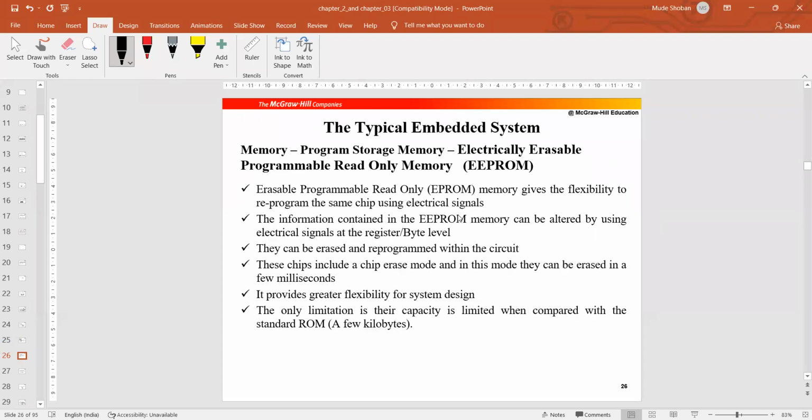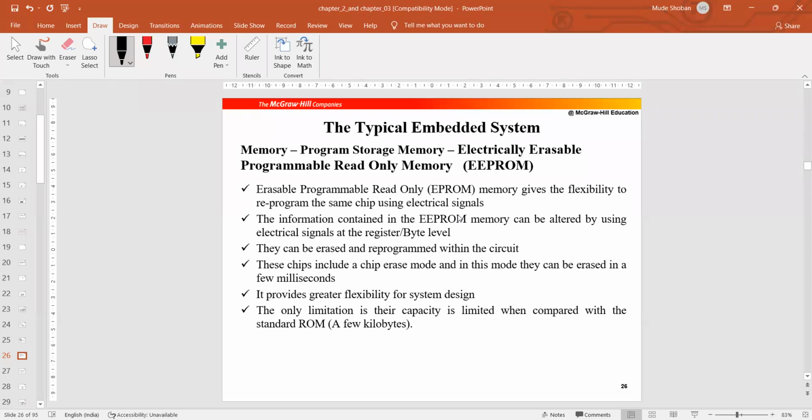And coming to this, electrically erasable programmable read-only memory, the EEPROM. So the difference is the earlier one might take 20 to 30 minutes. This may not take much time because it is erasing electrically. The remaining points are the same.